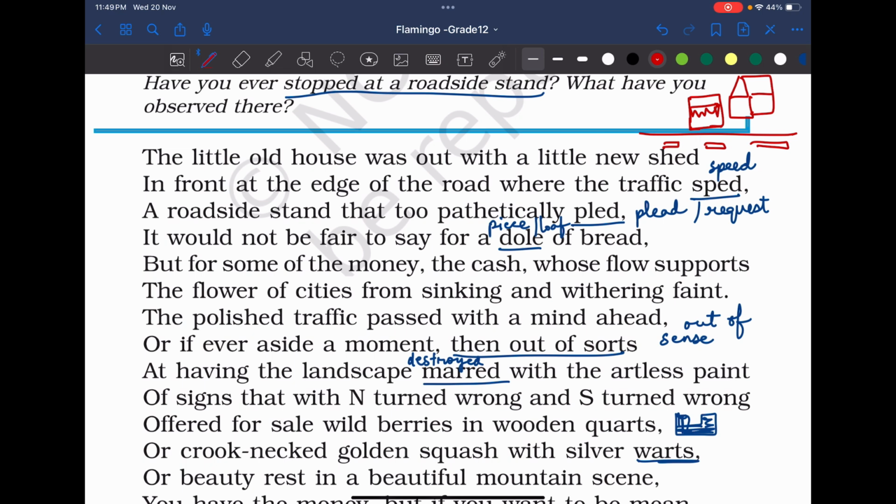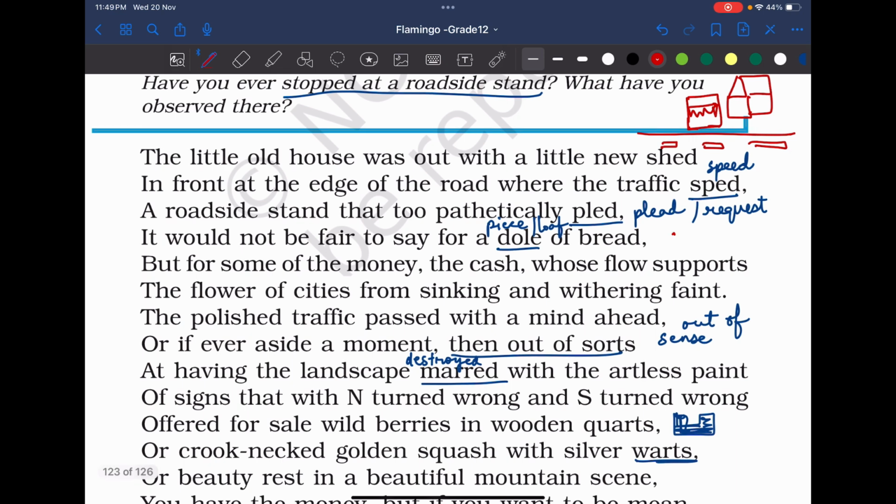So the poet says that these people who have put up these roadside stands, these poor people, they haven't put up this stand for a dole of bread. They aren't here for food. That means they aren't here for charity. They didn't build this stand to beg, but for some of the money, the cash whose flow supports. So what they want is city money.